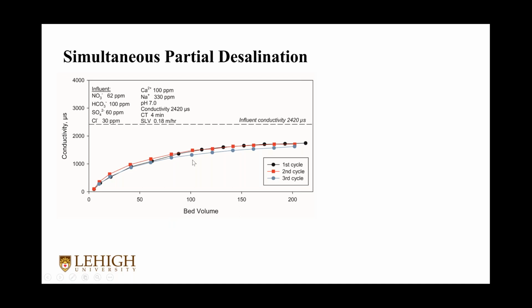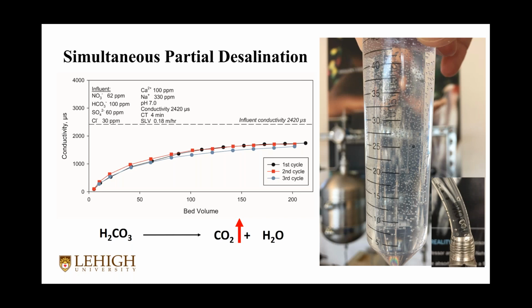You could see these 3 cycles of runs, and this is the conductivity data, which you could easily convert to TDS. You could see that around 200 bed volumes, it is still doing the partial desalination. The reason, as I mentioned, is because cations and anions became carbonic acid and then carbon dioxide and were eliminated from the aqueous phase. And you could see for the sample we collected, there's a lot of bubbling there. This is carbon dioxide escaping from the aqueous phase, and then the aqueous phase became partially desalinated.